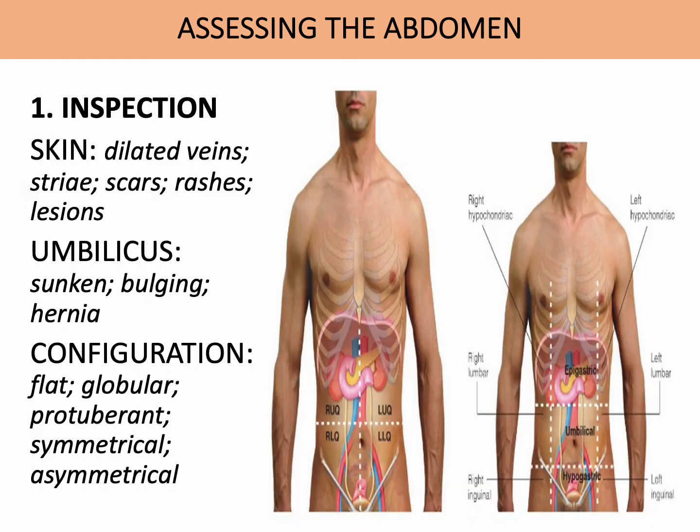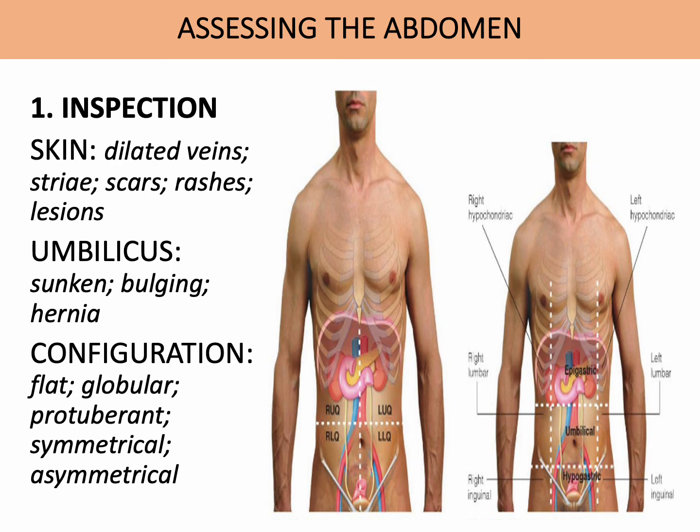What to inspect? When we inspect, we consider the 4 quadrants and the 9 regions. So please recall them again. Check for skin. Are there dilated veins? Are they striae or stretch marks? Meron bang scars? May rashes pa or may lesions?